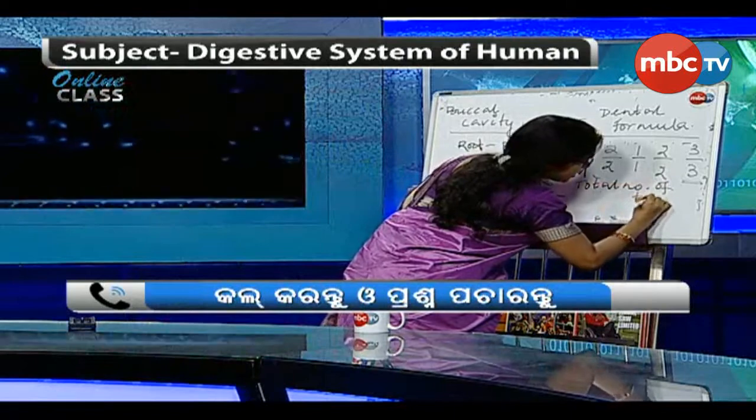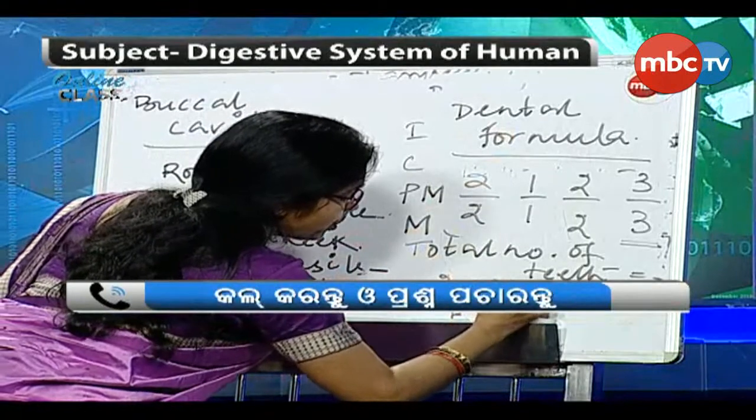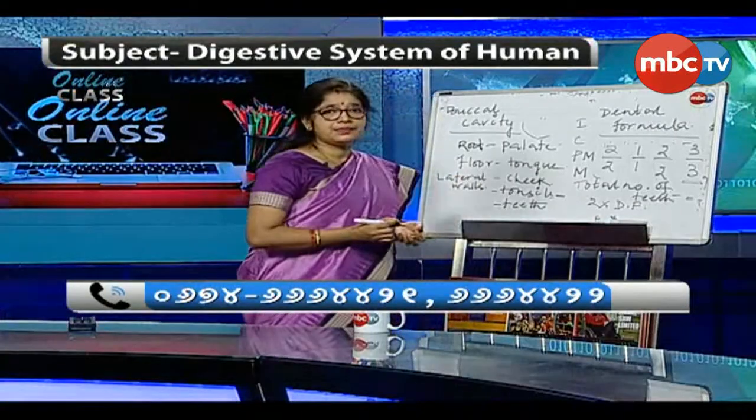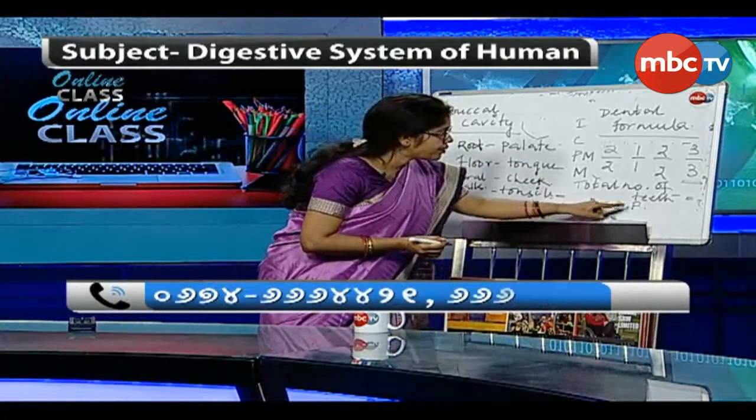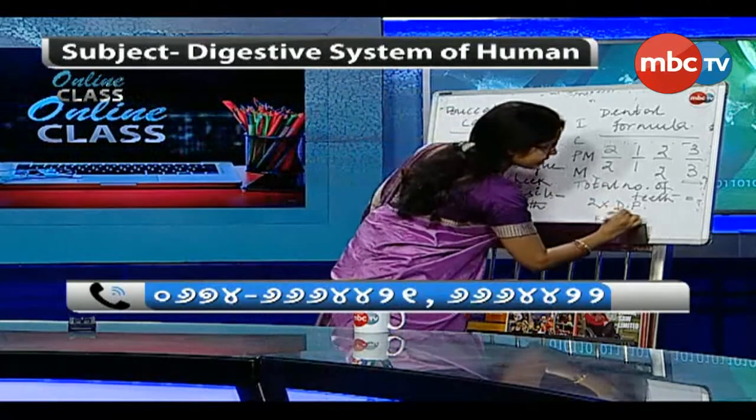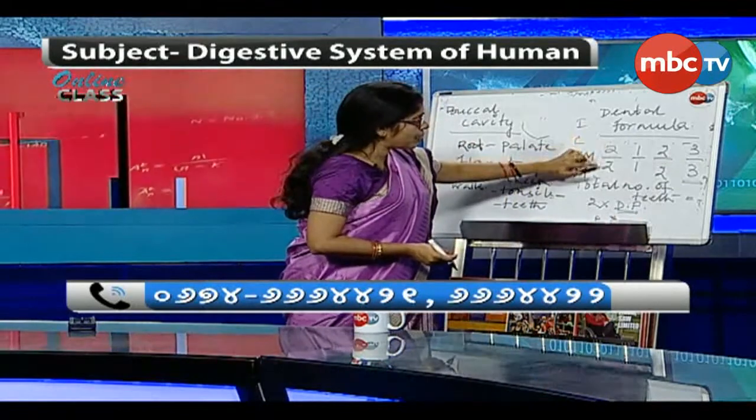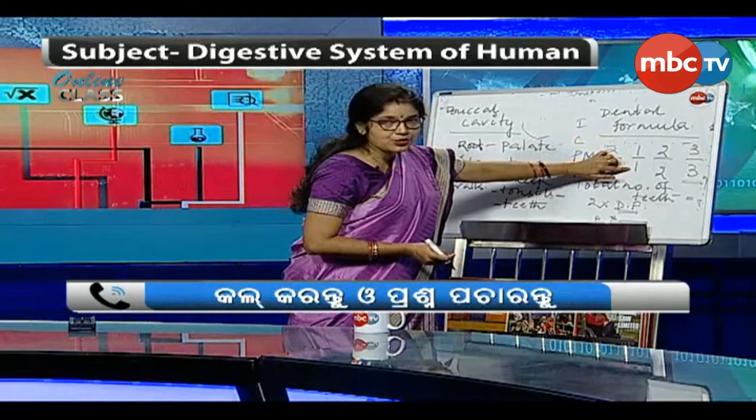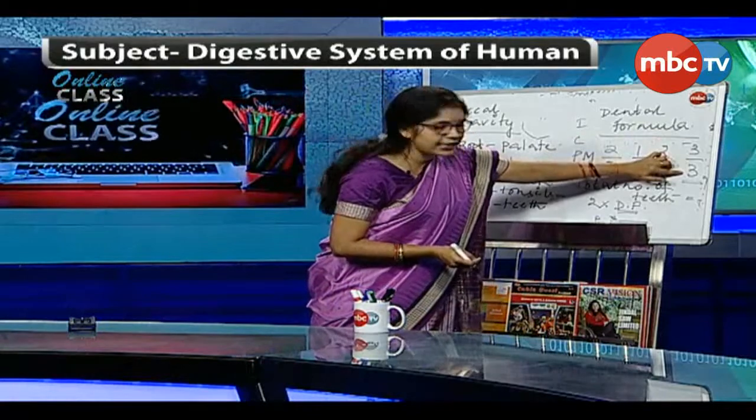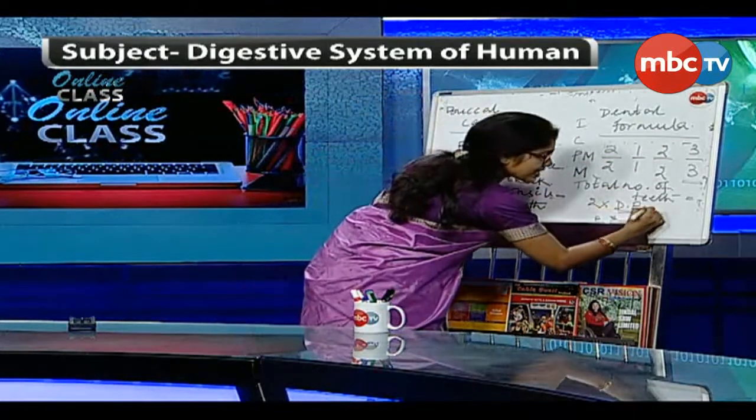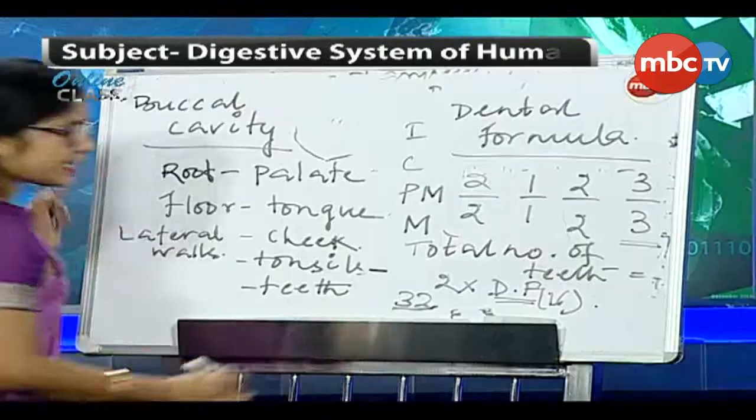Total number of teeth can be calculated by using the dental formula, that is 2 into the dental formula. According to the dental formula, the total number of teeth is 2 plus 2, 4, 4 plus 1, 5, 5 plus 1, 6, 6 plus 2, 8, 8 plus 2, 10, 10 plus 3, 13, 13 plus 3, 16. So, the dental formula is equal to 16. So, in an adult individual, the total number of teeth is 32.